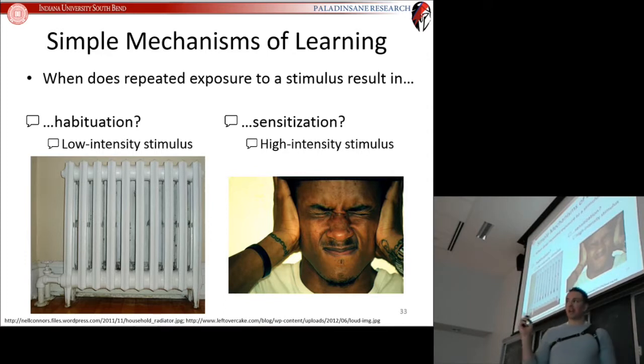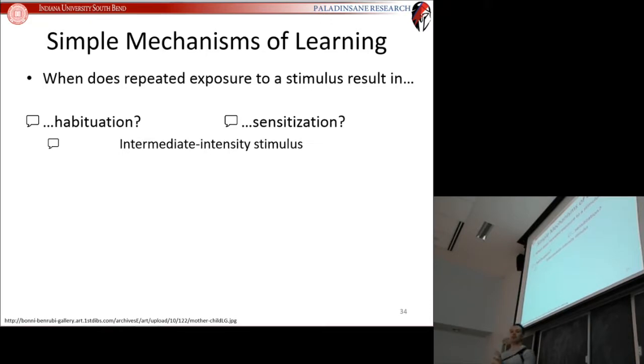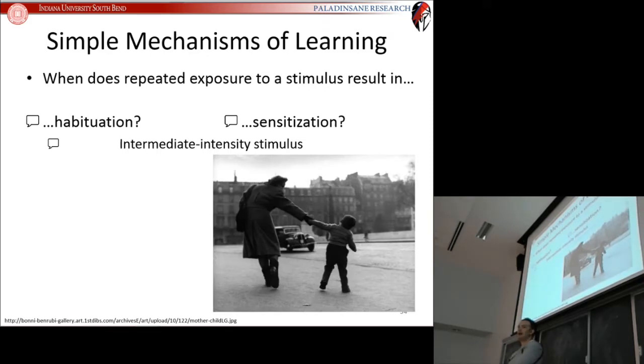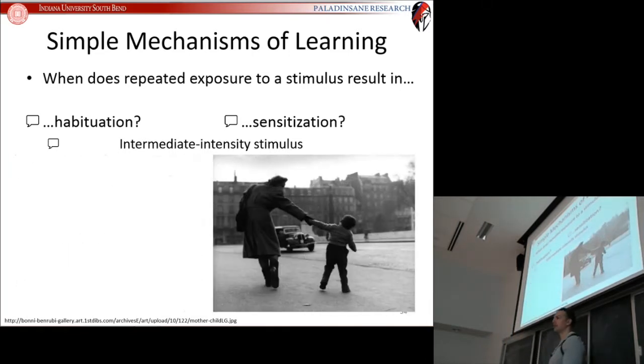And interestingly, if it's intermediate in its intensity, those begin with sensitization, and then eventually they move to habituation. So first you go through a process of sensitization, and then you go through a process of habituation. So once again, let's take a look at the parents.